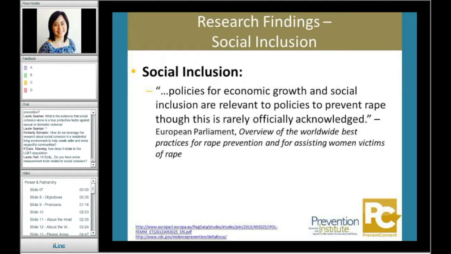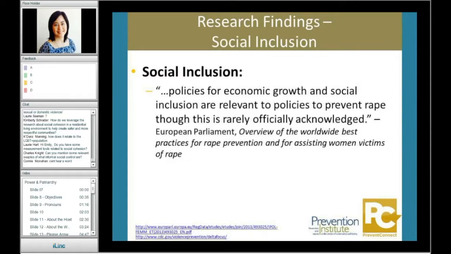So for example, a document titled Overview of the Worldwide Best Practices for Rape Prevention, published by the European Parliament, not a U.S. document, listed economic and social inclusion as key practices for preventing rape. So the extent of women's economic independence is linked to the level of violence against women, including rape, and full social inclusion of women is seen to mitigate the likelihood and consequences of rape. So therefore, policies for economic growth and social inclusion are seen as being relevant to preventing rape.